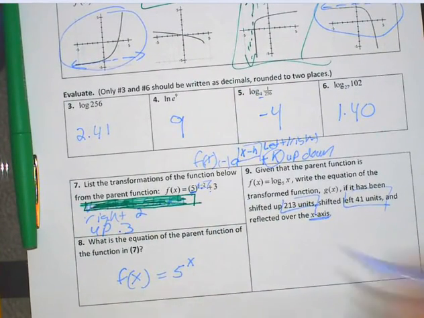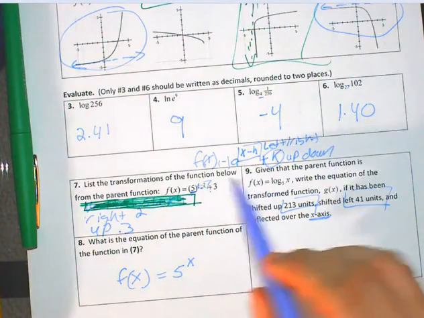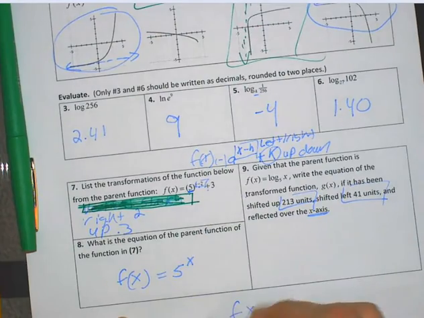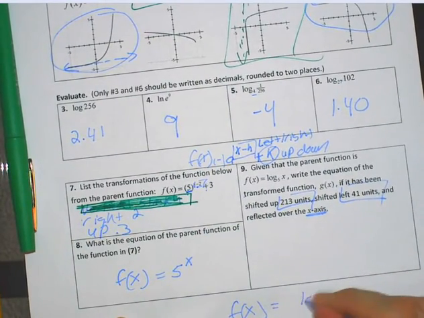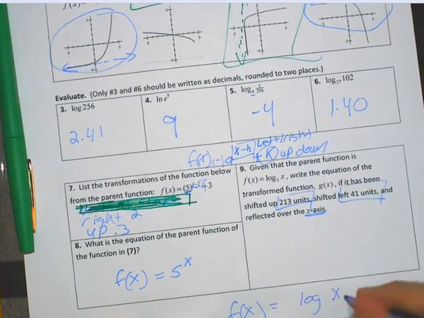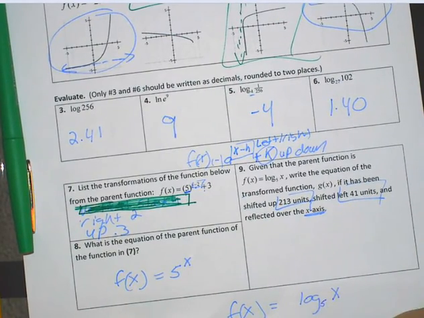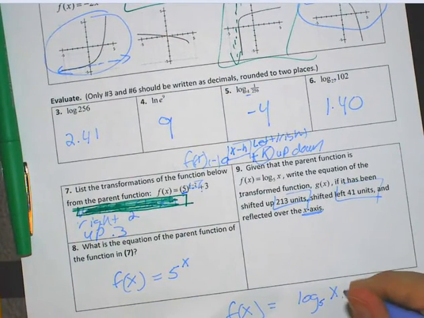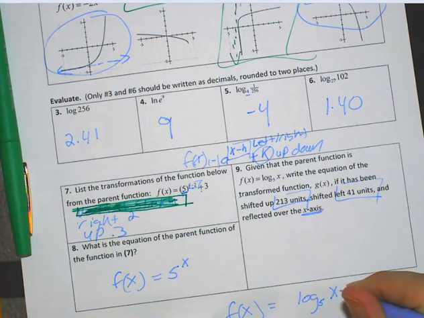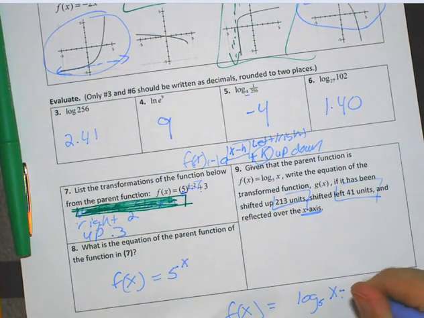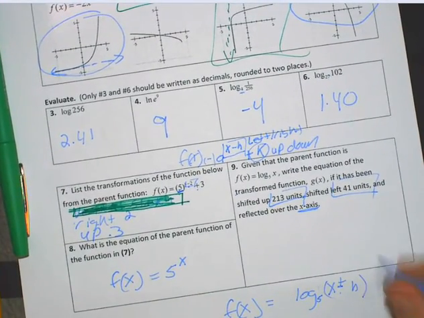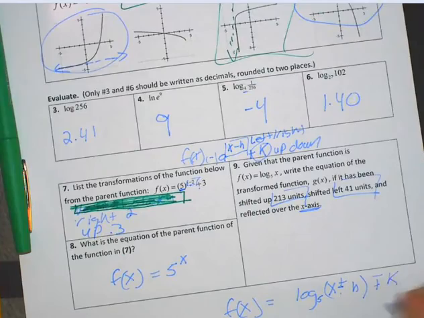Okay, so similarly to the exponential function, remember that we're going to have f of x equals log of x as my parent function. My 5 is my base, but then we're going to have x. Any changes to my x are going to be plus or minus h. So that's going to be left or right. And then you're going to see a parenthesis around that plus or minus k. It's going to be up or down.